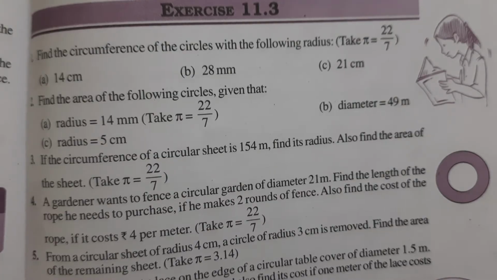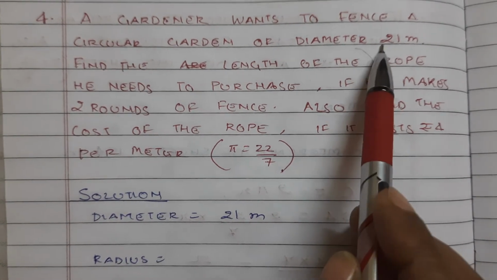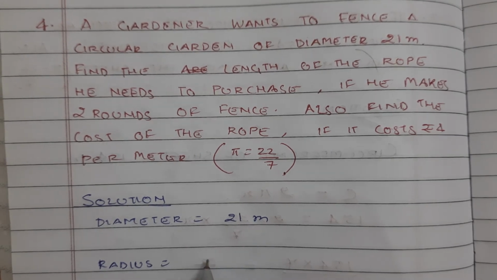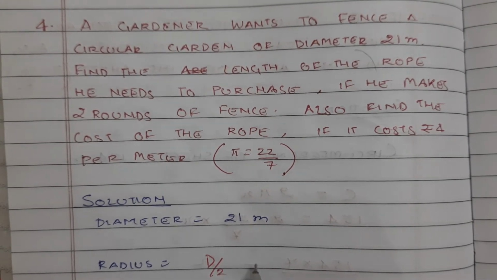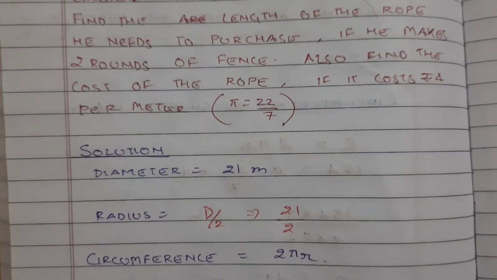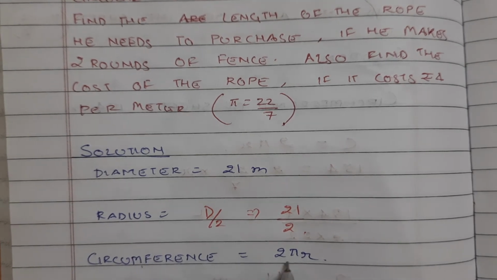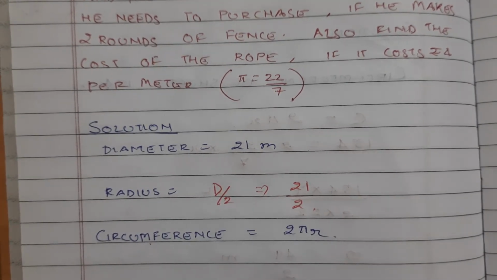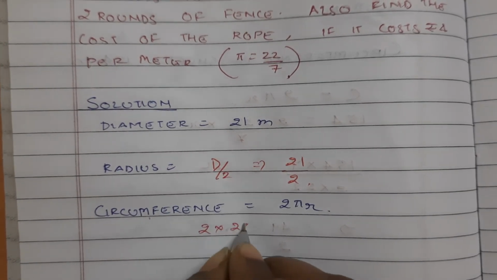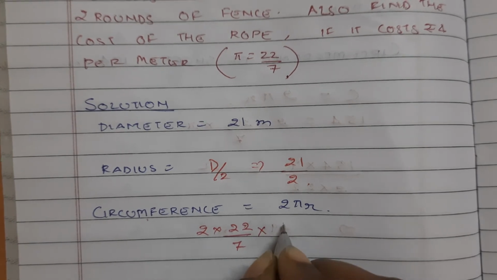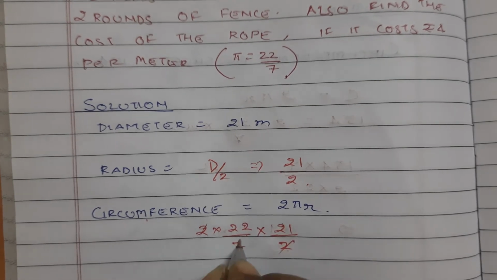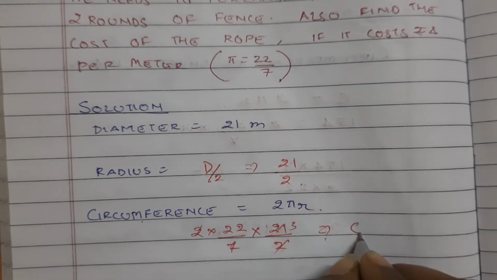Now let us see. As in the question, diameter is 21 meters. So we will write diameter equals to 21 meter and radius we know that diameter divided by 2. So it will be 21 upon 2. Circumference formula is 2 pi r. Putting the value here. So it will be 2 into 22 upon 7 into r is 21 upon 2. So cancellation. Now circumference is 66.